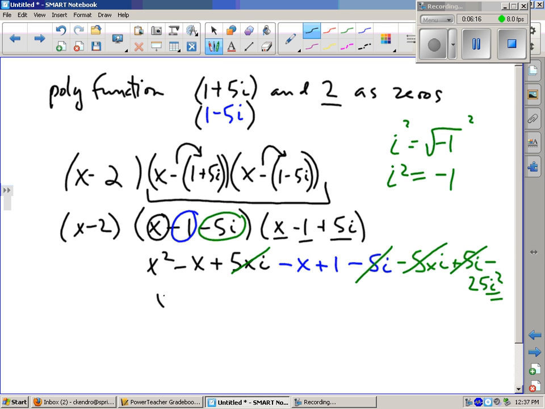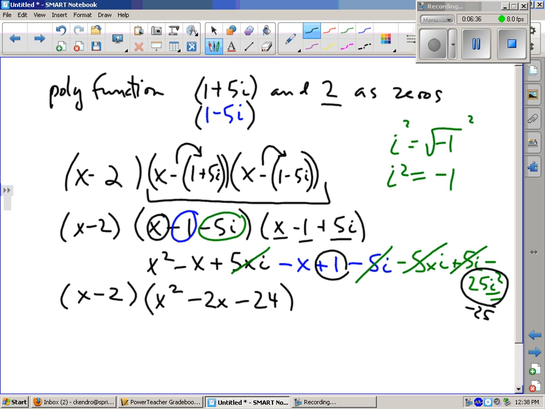So I've got x squared minus 2x. Now this plus 1 and this, if i squared is negative 1, this is really negative 25. Plus 1 would be negative 24. So all of that reduced down to those three terms.